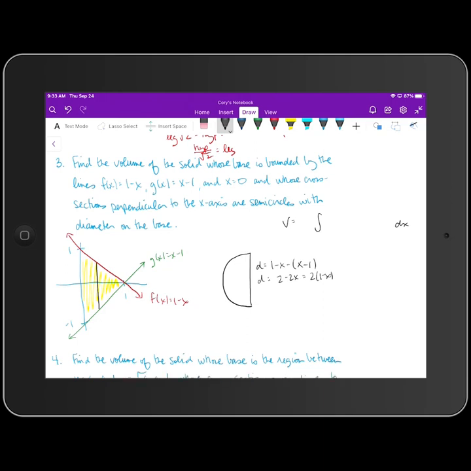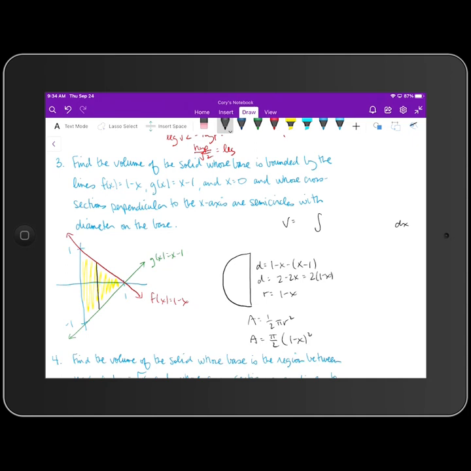Now, ultimately, what we're going to need to find is the area of the semicircle, which is 1/2 the area of a circle. So it's 1/2 pi r squared. So we have to take that diameter measurement that we calculated and use it to calculate the length of the radius. So the radius is going to be 1/2 the diameter. So the radius is going to be 1 minus x, which is going to make the area of the semicircle pi over 2 times the radius, which is 1 minus x quantity squared.